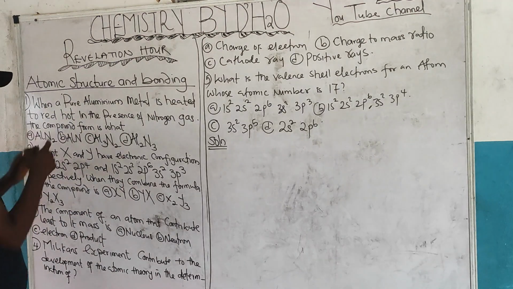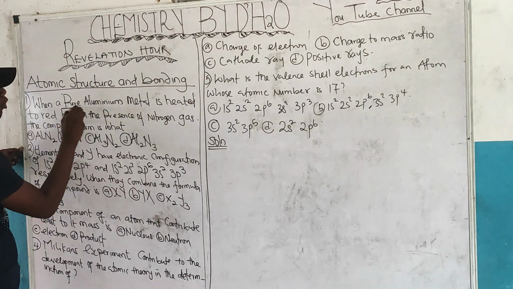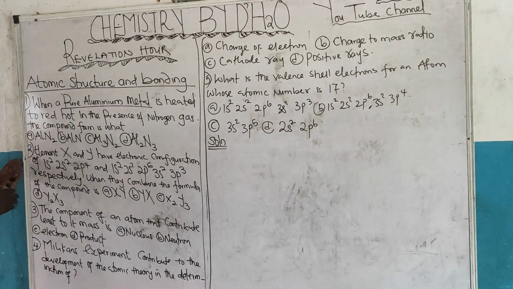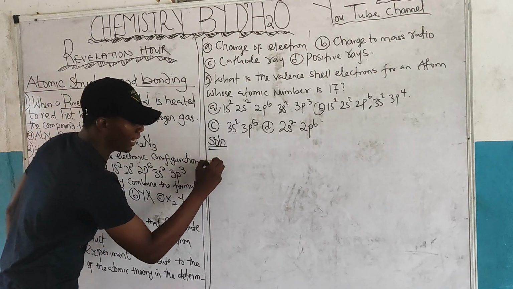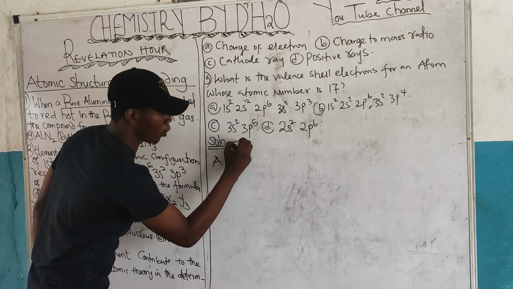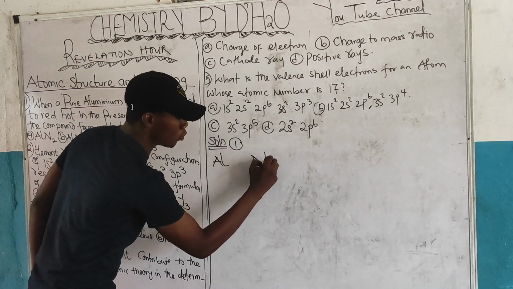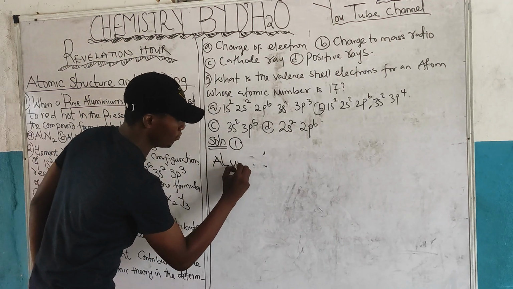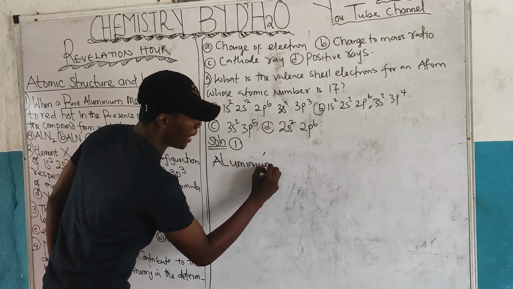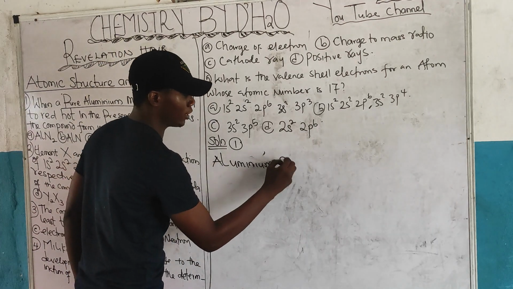When a pure aluminium metal is heated to red hot in the presence of nitrogen gas, the compound formed is what? Now, the solution to question 1 is that aluminium is to combine with nitrogen.